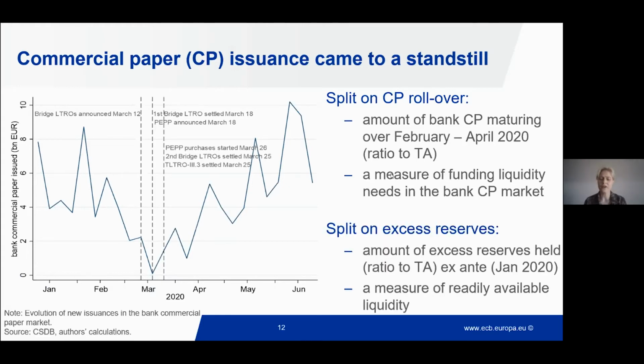Another split that we explore is the split on excess reserves. We're going to take the amount of excess reserves, meaning the amount of central bank liquidity banks hold in excess of the minimum reserve requirement. And we're going to take that amount, again, as a ratio to total assets, that they held ex ante as of January 2020. This is going to be our measure of readily available liquidity for a bank. Central bank reserves is the most liquid asset you can imagine for a bank. So this is sort of how much buffer it had when this aggregate liquidity crisis hit in March 2020, how much buffer it had in terms of central bank liquidity to use either for its own needs or to provide liquidity to others.